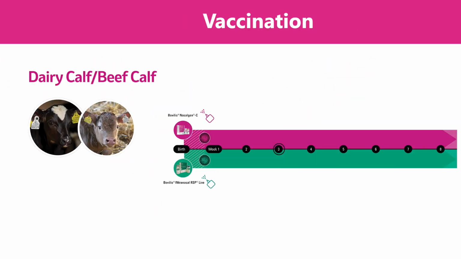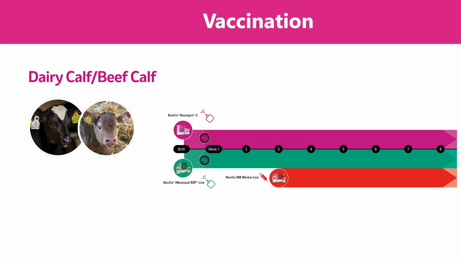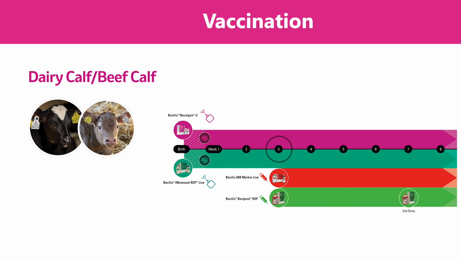And at 3 weeks of age, you can administer Bovilis IBR Marker Live intranasally to calves to provide protection against bovine herpes virus 1, which causes IBR. You can also administer Bovipast RSP on the same day at 3 weeks of age. This is a 5 ml dose subcutaneously to provide protection against RSV, PI3 and Mannheimia haemolytica. This vaccination requires a second dose 4 weeks later.